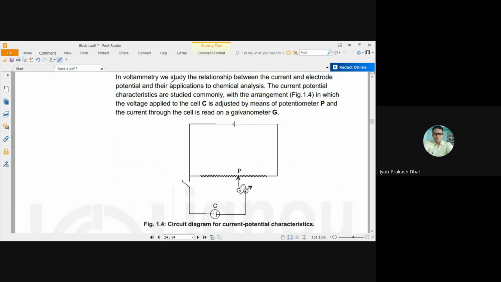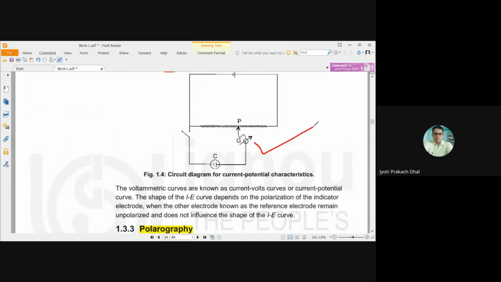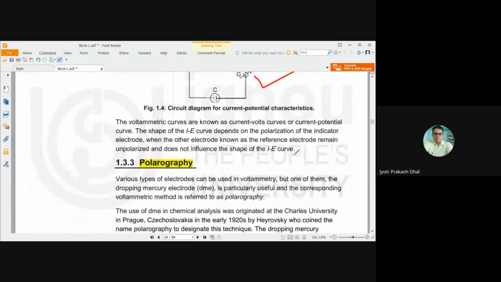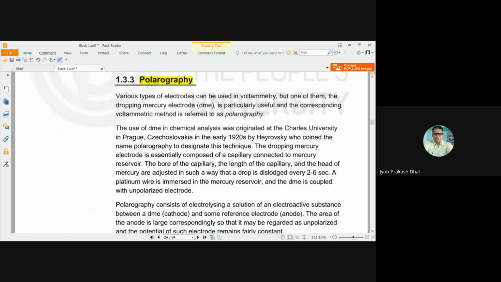In voltammetry, we study the relationship between the current and the electrode potential and their application in chemical analysis. The current potential characteristics are commonly studied by the arrangement of figure 1, in which the voltage applied to the cell C is adjusted by means of the potentiometer P and the current through the cell is read through the galvanometer G. So this is the circuit diagram of the current potential characteristics. And after that, polarography.